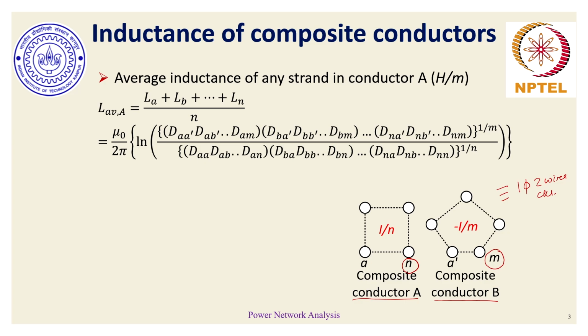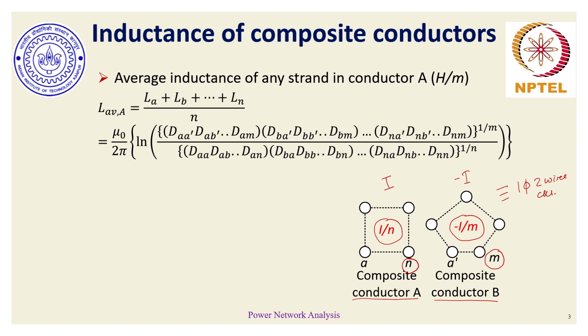So given the fact that at one point of time composite conductor A is carrying current I, which could be an AC current or a DC current, and since composite conductor B acts as a return wire or return path for conductor A, at the same time instant conductor B would carry current minus I. Since each of these strands is assumed to have the same quantum of current, each strand in conductor A is carrying current I by N, and each strand in conductor B is carrying current minus I by M. N and M refer to the number of strands present in individual conductors.